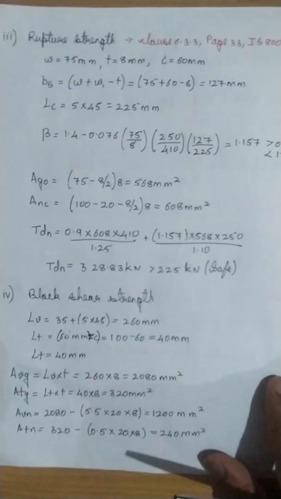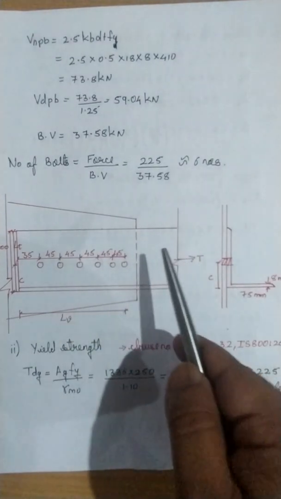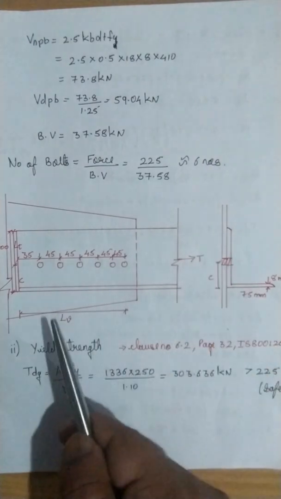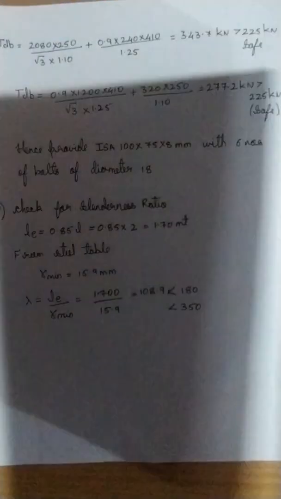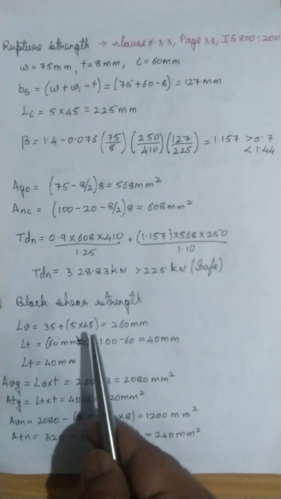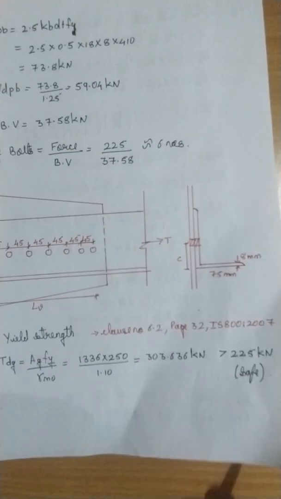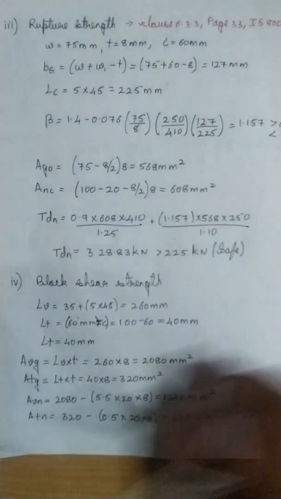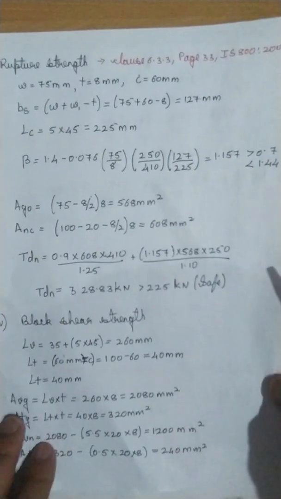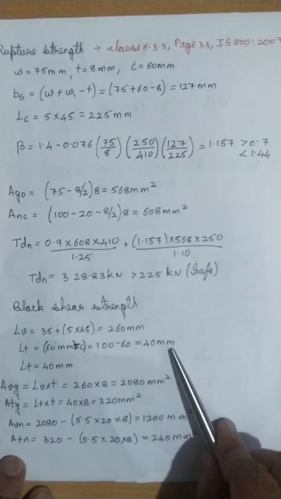The next is block shear strength. So we have to find out the Lv distance and the Lt distance. Here you can see this is the Lv distance, parallel to the direction of the force. So Lv is how much? 35 plus 5 times 45. This is the Lv distance, 35 plus 5 point, which is working out to be so much. Then Lt is nothing but the remaining portion of the connected leg. Lc is this, so this remaining portion is nothing but Lt. So the total leg length minus the C value: the leg length is 100 minus 60 mm, so we got Lt as 40 mm.